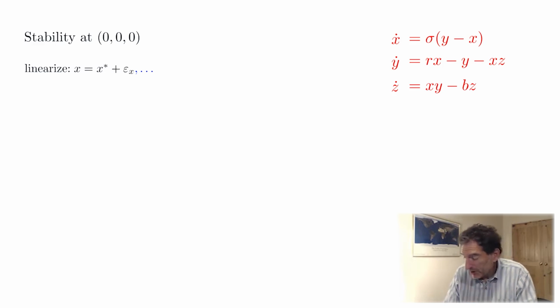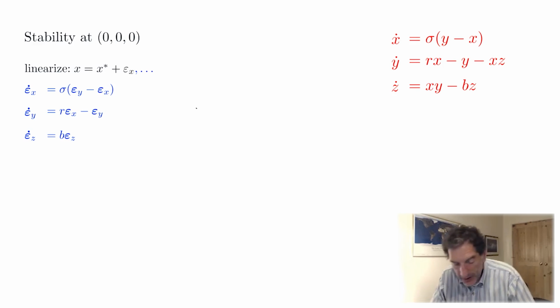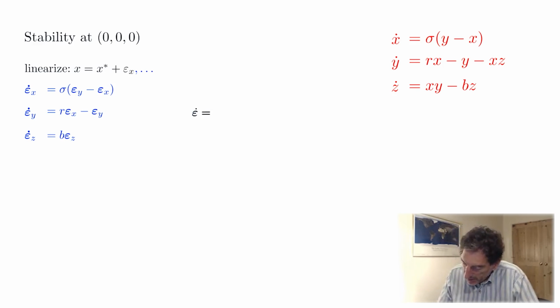And then we plug them into the differential equations, and we get the linearized equations of motion: epsilon x dot is equal to sigma times epsilon y minus epsilon x. Epsilon y dot is equal to r epsilon x minus epsilon y, and epsilon z dot is equal to minus b epsilon z. Or if we want to write this in matrix form, we have epsilon vector dot is equal to the matrix minus sigma, sigma, 0; r, minus 1, 0; 0, 0, minus b, multiplying vector epsilon.